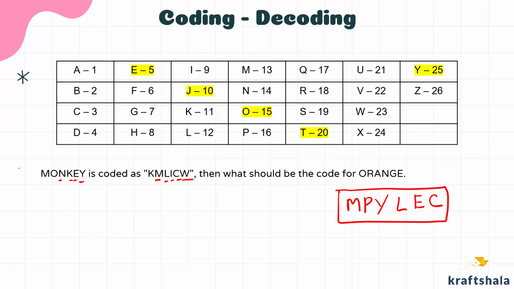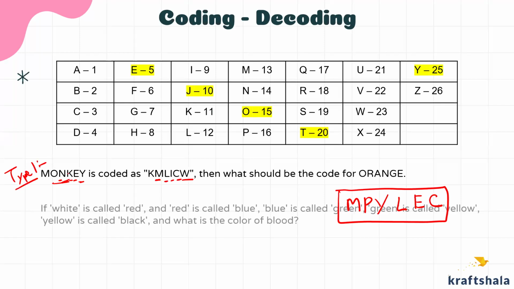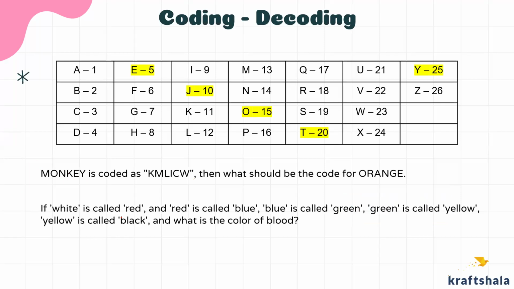Now this is first type of question, type 1. This is the most common type. Like generally they will be asking you this kind of question only. Type 2. Type 2 is this. If white is called red, red is called blue, blue is called green, green is called yellow, yellow is called black, what is the color of blood?